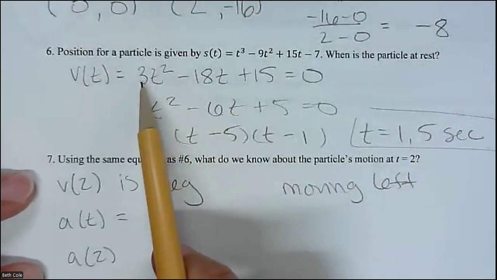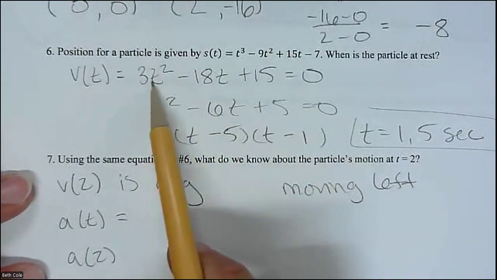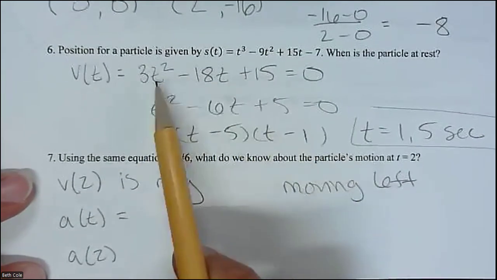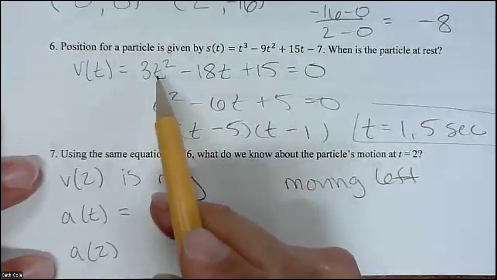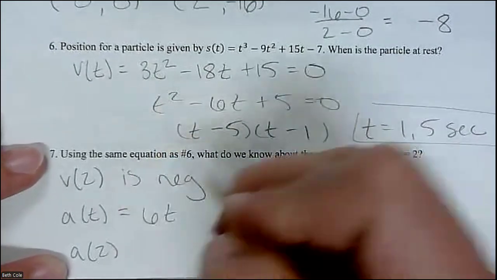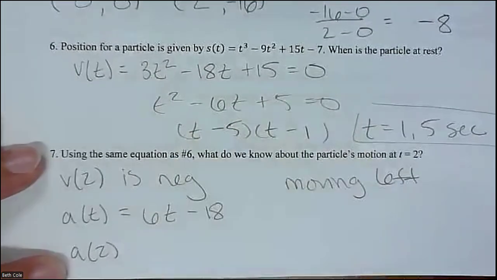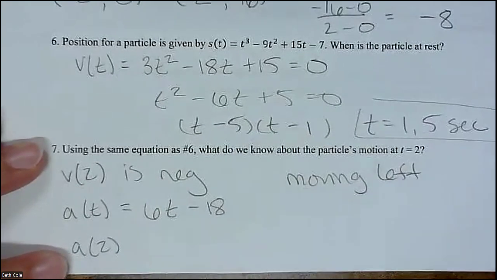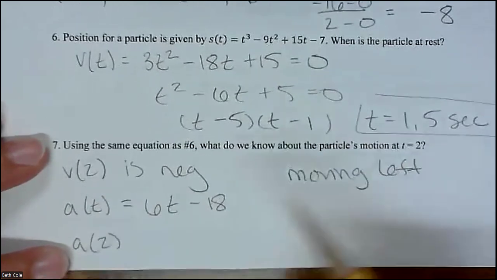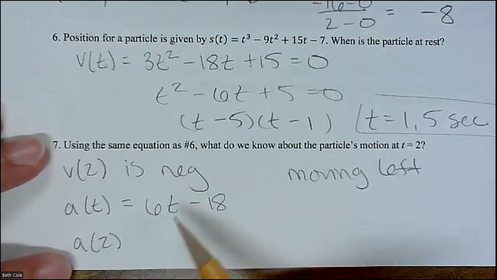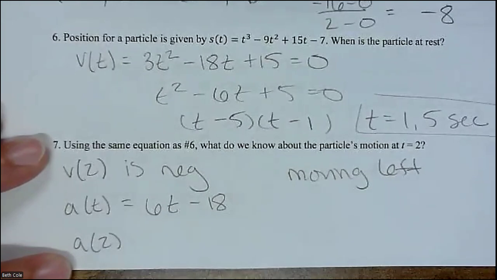So look back at your velocity that we did. It's right here, this 3t squared minus 18t plus 15. Do the derivative again. That would be 6t minus 18. And then we're going to plug into, again, you don't need to figure out what it is, just whether it's positive or negative. If you plug 2 into that, do you get a positive or a negative?